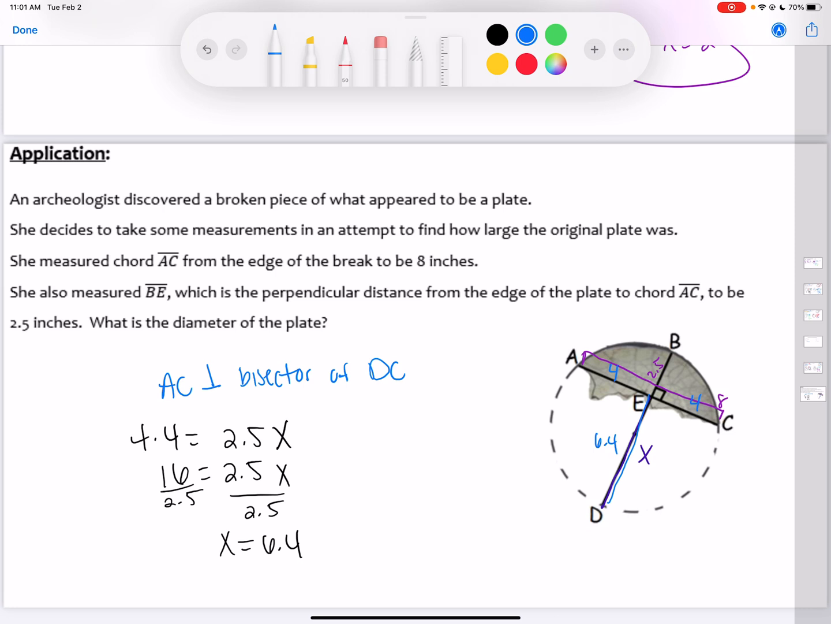So you'll notice that BD goes through the center of the circle, therefore BD is a diameter. We have the one piece, BE, and I'm adding the piece ED. So BE measured at 2.5, ED we just calculated to be 6.4. 2.5 plus 6.4 is, of course, 8.9, which is my diameter of my original plate. And if we're looking at what the actual measurements are, it's measured in inches.